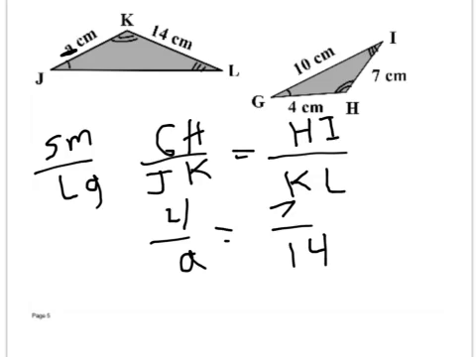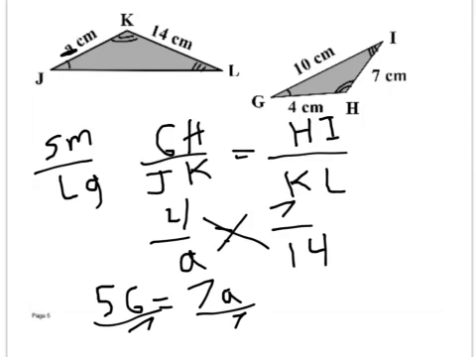Someone raise your hand and tell me what we do next. Braden? Cross multiply. 4 times 14. Someone want to tell me what that is? 4 times 14. Yep. 56 equals 7A. So I divide by 7. A equals 8. Right? 56 divided by 7 is 8. 63 divided by 7 is 9. Nice try, though. So JK is 8 centimeters long. So A equals 8.